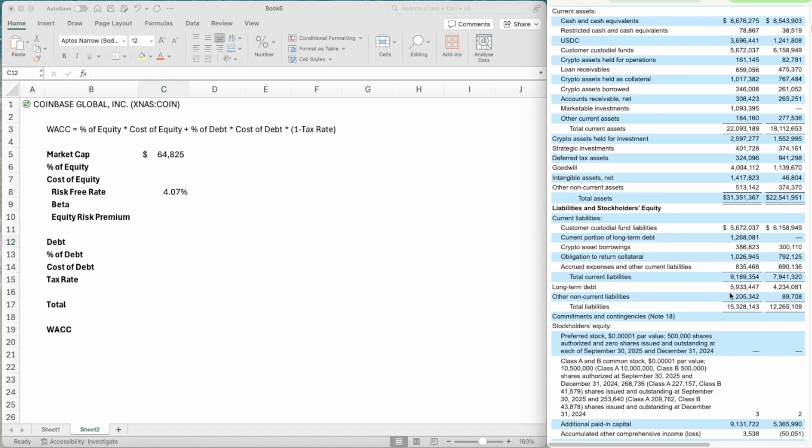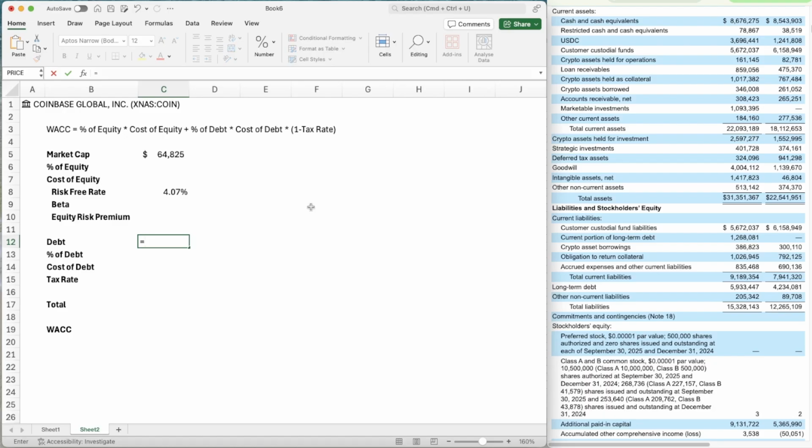Long-term debt is about 6 billion. They have, okay, current portion. So 6 billion, so you'd say nearly 7 and a bit billion. Yeah, we want these two because they're interest-bearing debt. That's what we want to put down.